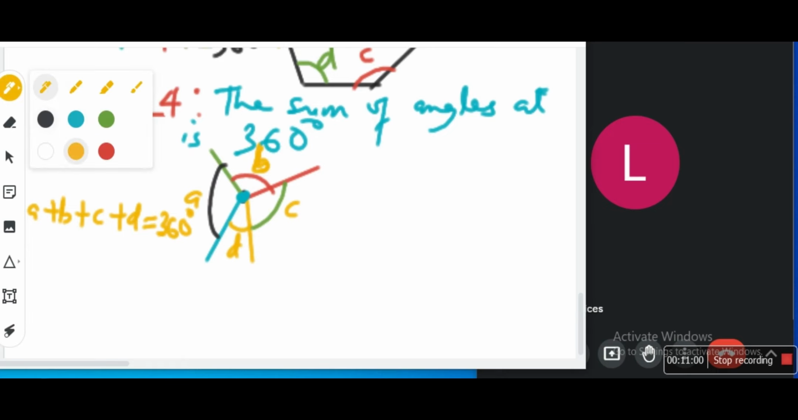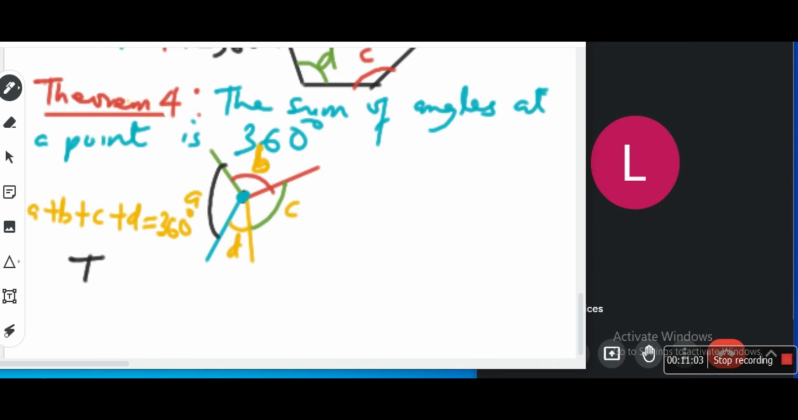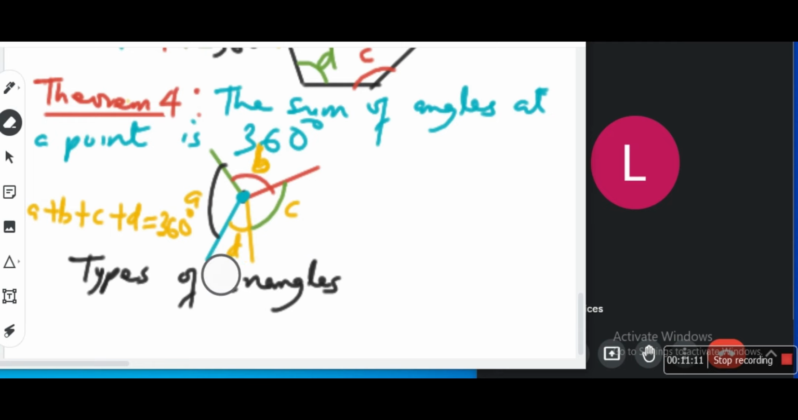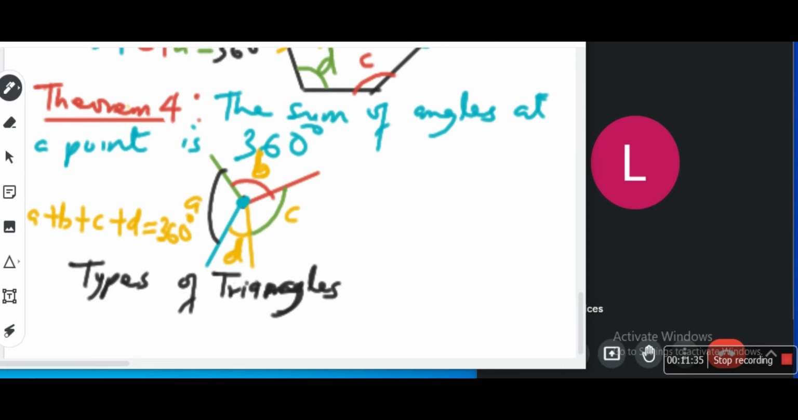Now we need to talk about some types of triangles. There are certain special types of triangles, because the different types of triangles have different properties that we're going to look at. So, types of triangles. We have one, equilateral triangle.